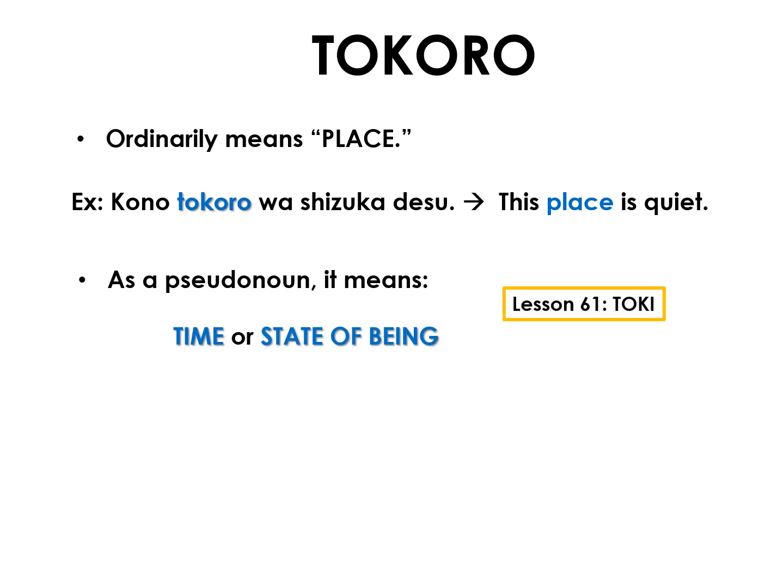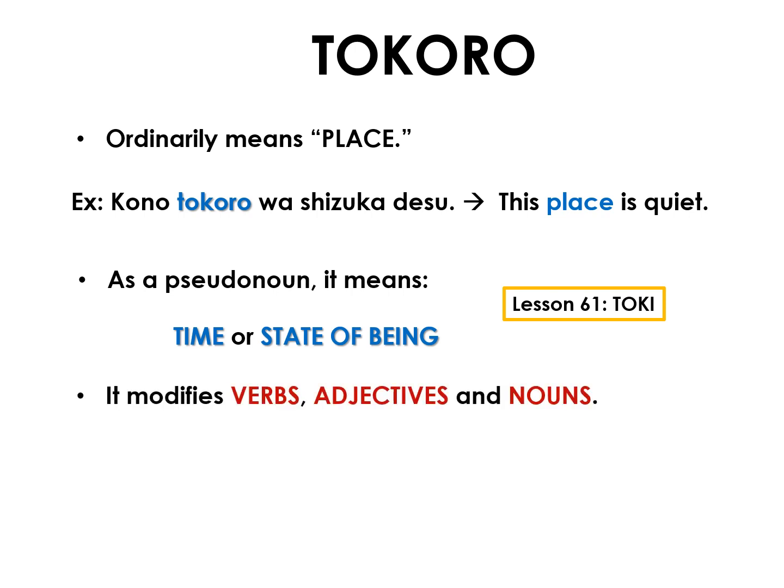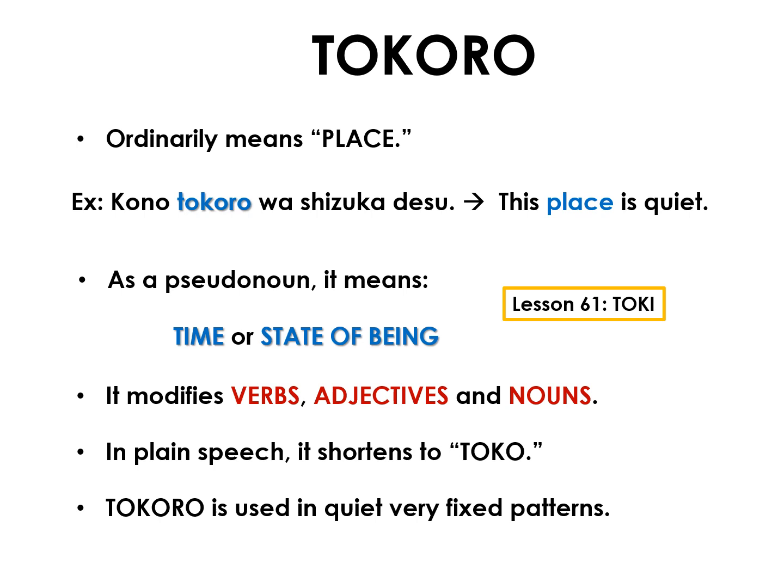Back in lesson 61, we learned all about the pseudonoun toki, which also means time, but the difference is that tokoro emphasizes the instant and or state of being one is in relation to the action. Tokoro can modify verbs, adjectives, and nouns, and in plain speech, it shortens to toko. Tokoro is also used in fixed patterns, which we will take up here.